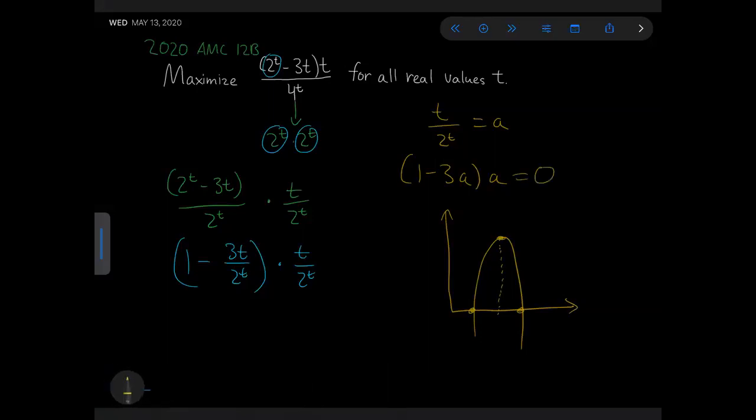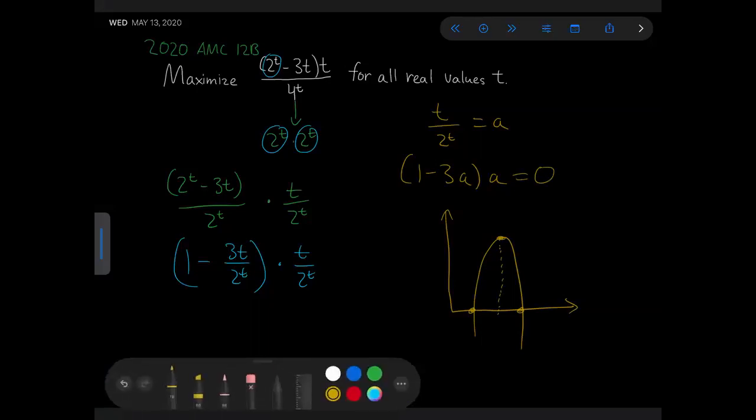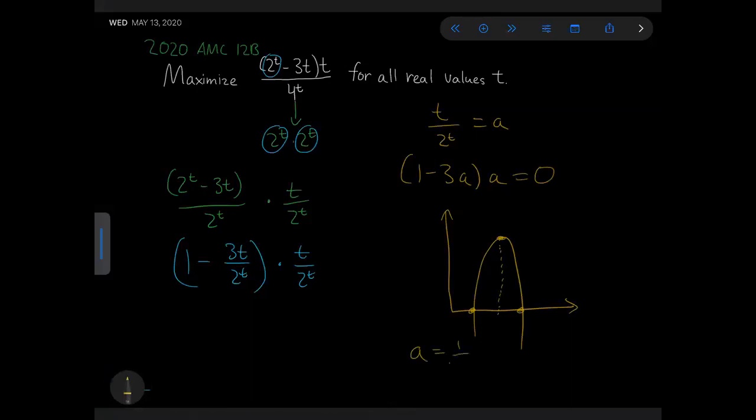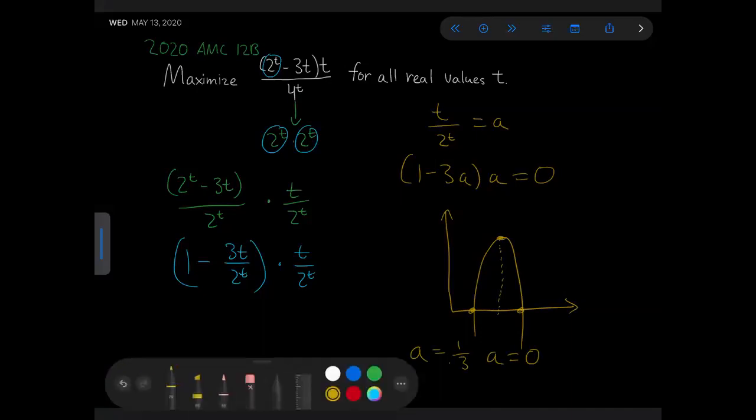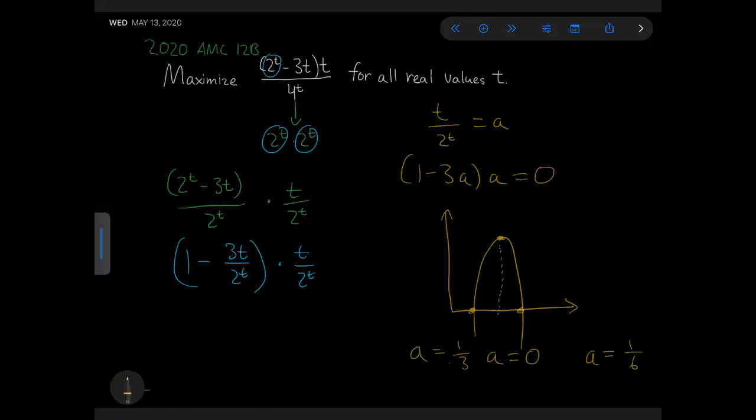Let's set this equal to 0. The first root is a equals 1/3. The second root is a equals 0. So therefore, our max value occurs at a equals 1/6. So we only found a though. We need to find the actual value, right? So let's plug that in. Let's see what happens when you plug 1/6 into this.